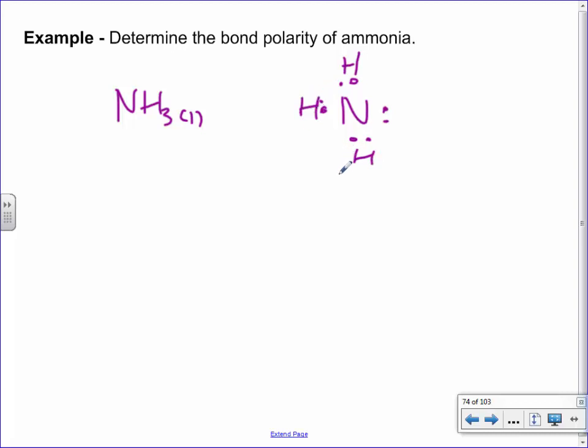We now have to draw this in 3 dimensions though. When I try to draw ammonia in 3 dimensions, when we did this earlier, it looked like this. N over to H, out to H, backwards to H, with my lone pair on the top.